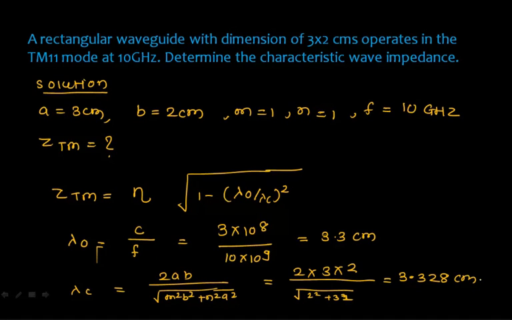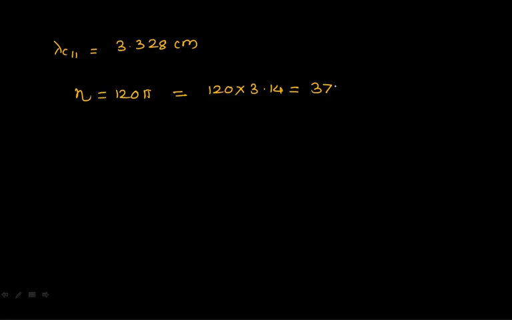So your lambda 0 will be 3 centimeters. Sorry. So here I'll just verify the condition. My lambda c is greater than lambda 0, hence the propagation is possible. So I can calculate the further things. Okay? So I can say lambda C11 is equal to 3.328 centimeter. Eta is 120 pi, that is the free space impedance. So 120 into 3.14 gives me 377 ohm.